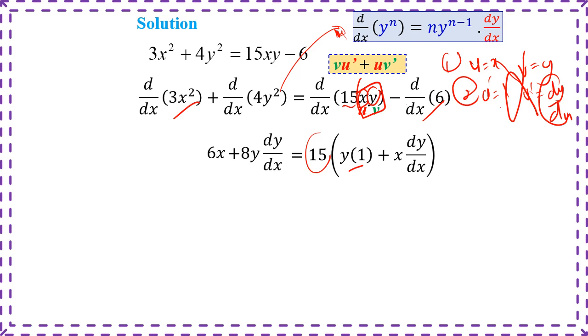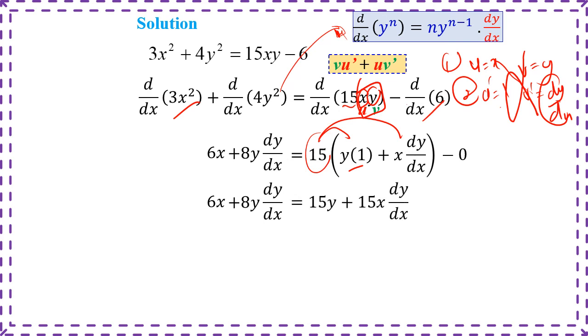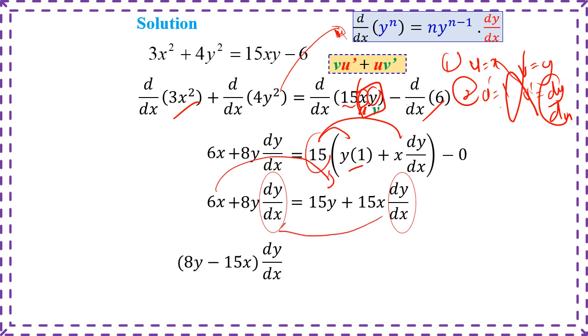So now we need to group the dy dx together. But here we have multiplication with 15, so open the bracket first. So what we have is 6x plus 8y dy dx equal to 15y plus 15x dy dx. Now the question asks you to find the gradient, so we have to let dy dx be the subject. So group the dy dx together. We bring the 6x to the right side, and we bring the 15x dy dx to the left side.